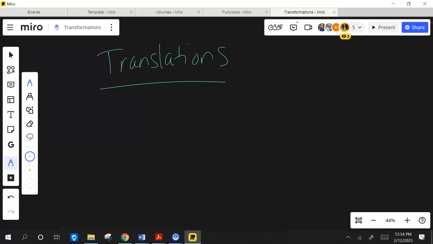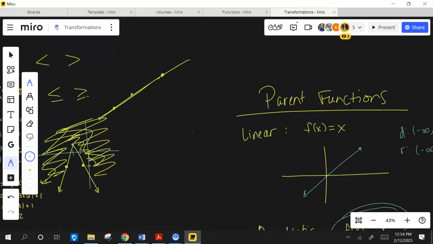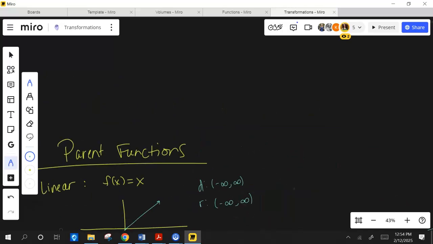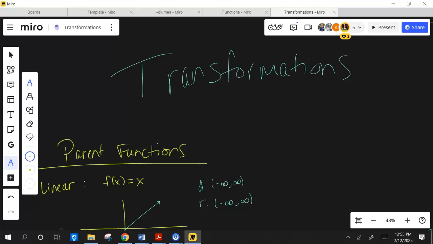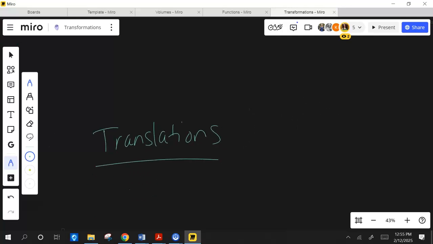Okay, we're gonna do translations of parent functions. I just wrote parent functions. Okay, this whole lesson is transformations. I'll make a new title. Transformations. And I'm going to run through types of transformations. Translations are a type of transformation. You with me? Okay.